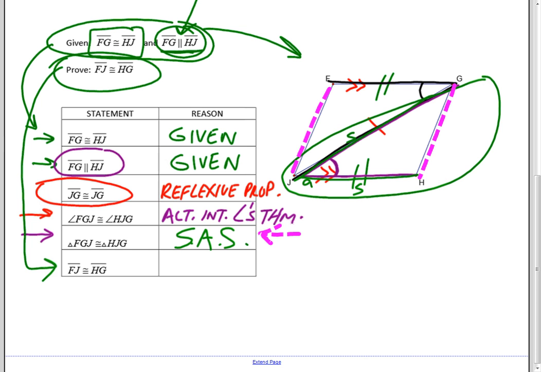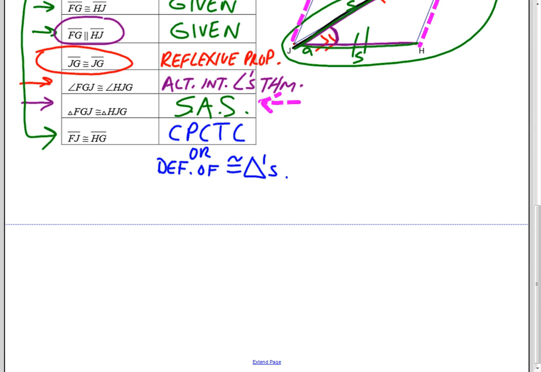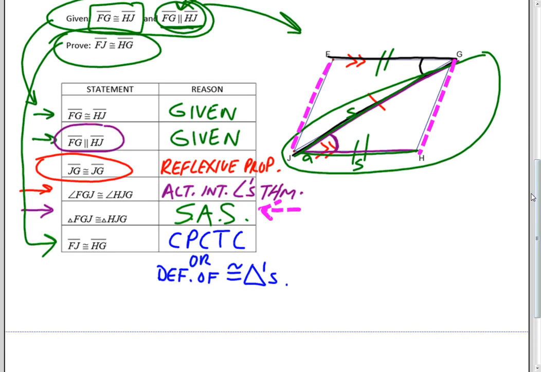Instead of writing out, because the big triangles are the same, then all the little pieces that are corresponding are the same, in this little line, we write CPCTC. Or I can write definition of congruent triangles. Let me move this up a little bit. I've seen both show up on SOL tests. I've seen both in all sorts of different textbooks.